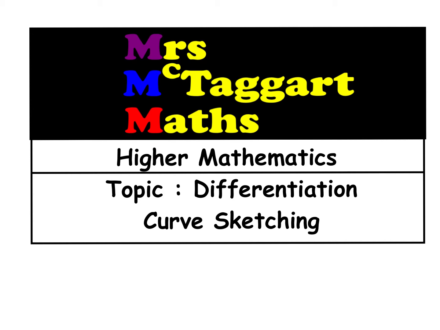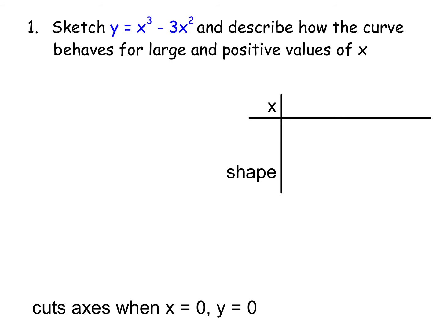So we sometimes get asked to sketch them, and we also sometimes get asked this thing here on this question, where I've said to sketch the curve y equals x cubed minus 3x squared and describe how the curve behaves for large and positive values of x. So it's a little twist. But the fact we've asked to sketch it means we've got something extra to do as well. So we'll talk about all these wee bits at the end. Meanwhile, we treat it like a normal stationary point question and do all the steps from before.